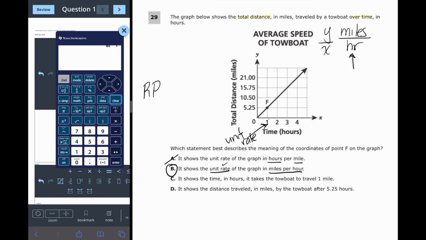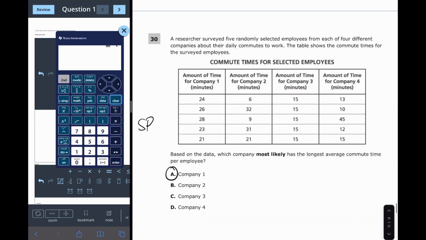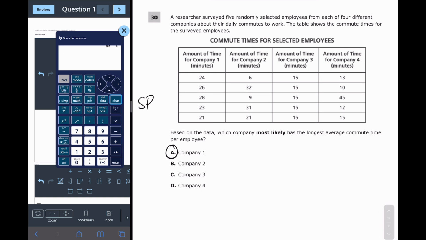C doesn't work because that will show time in hours for 1 mile. That's not true. This is 1 hour, not 1 mile. And D doesn't work because it says this has 5.25 hours when we know that 5.25, the y coordinate, is miles, not hours. Let's move to the next one. Hopefully those are getting easier to just recognize. When you see the graph, you should be able to identify the unit rate immediately in the proportion.